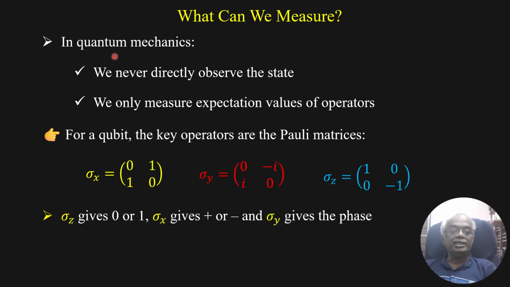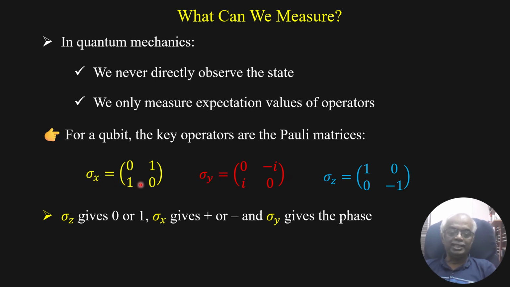In quantum mechanics, we never directly observe the state. We only measure the expectation value of operators. We have seen in my earlier class in quantum mechanics about the expectation value. For a qubit, which is having two states, that is ket 1 and ket 0, the key operators are the Pauli matrices. Pauli matrices, we know, represent a two-level system.